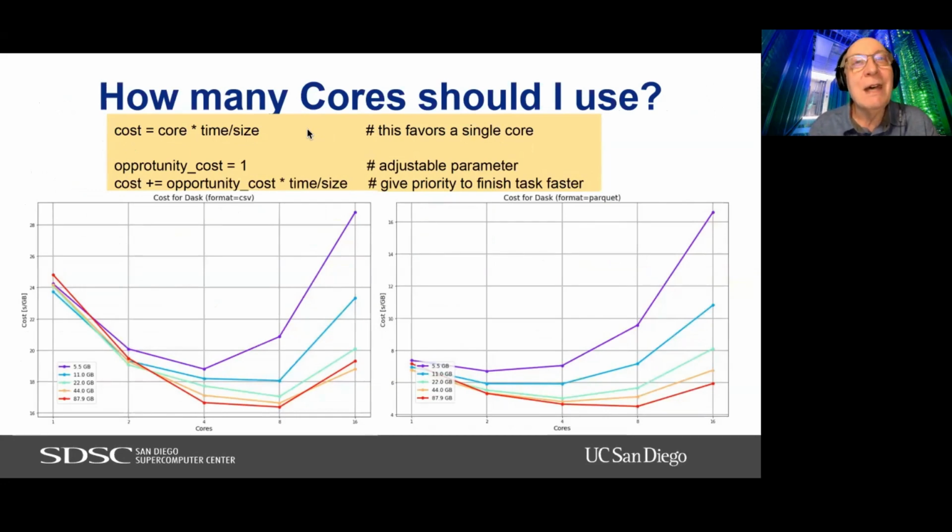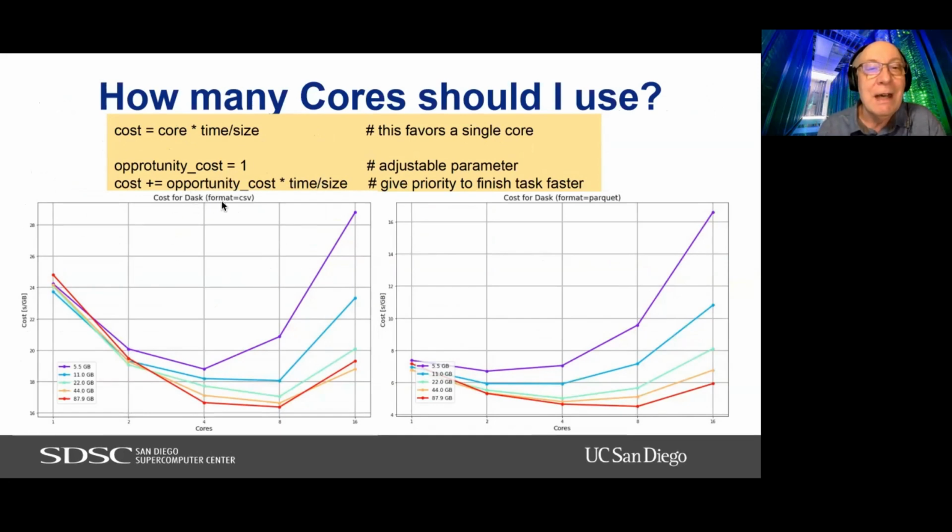But as you know, time is money. So there's an opportunity cost. If you wait too long, you want to get your work done faster. So I define a variable called opportunity cost. And it's an adjustable parameter. I just set that to 1 in this example. So we take this cost here and we add another term, opportunity cost times the normalized time. And if you plot it, it looks like this.